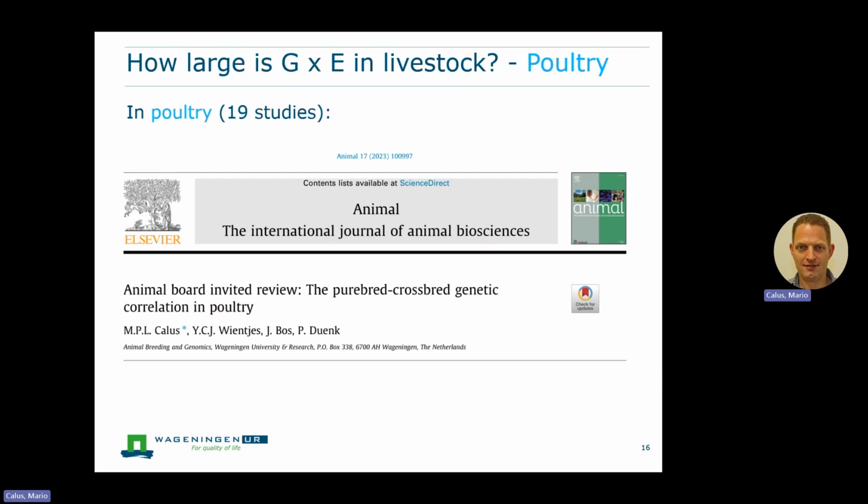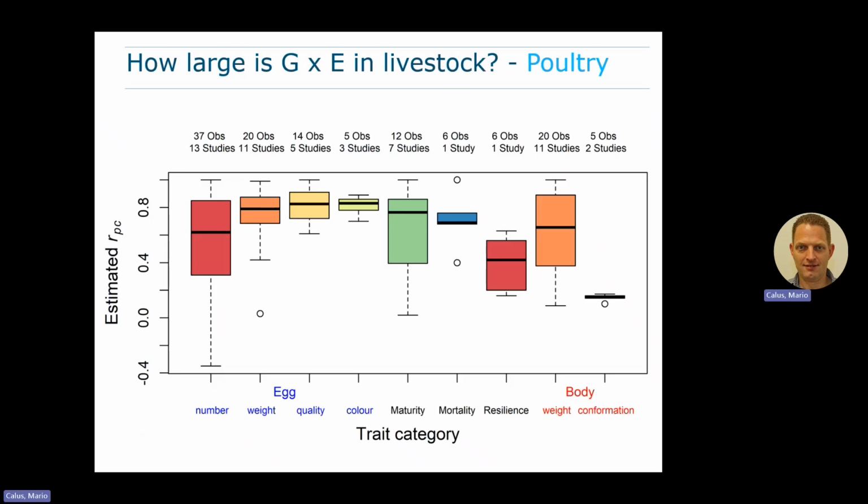We did a similar exercise for poultry. We included both laying hens and broilers, and there the number of studies was even fewer, where we just found 19 studies in total. But then, based on these studies, we made this figure where we group traits that are more or less related. So there's a number of egg-related traits, then there's body weight and conformation-related traits on the right, and in the middle there's a group of other traits.